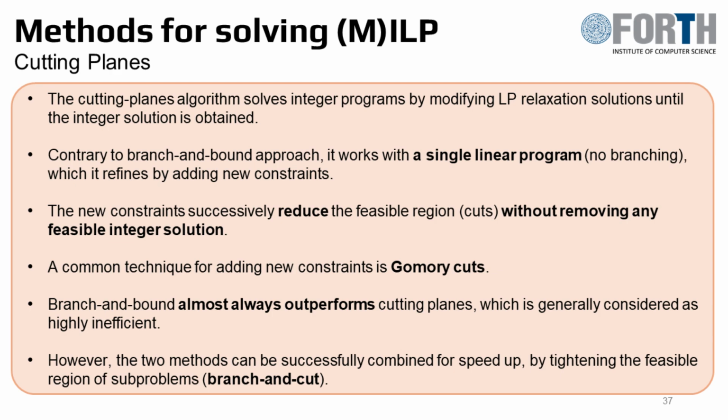This new constraint is designed to eliminate the current fractional solution, but it must satisfy one crucial property. It must not remove any feasible integer solution. Geometrically, you can think of this as slicing away a portion of the feasible region that contains no valid integer optimum. The feasible region becomes smaller, tighter, and closer to the true integer hull. After adding the cut, we resolve the LP. If the new solution is still fractional, we add another cut and repeat the process.